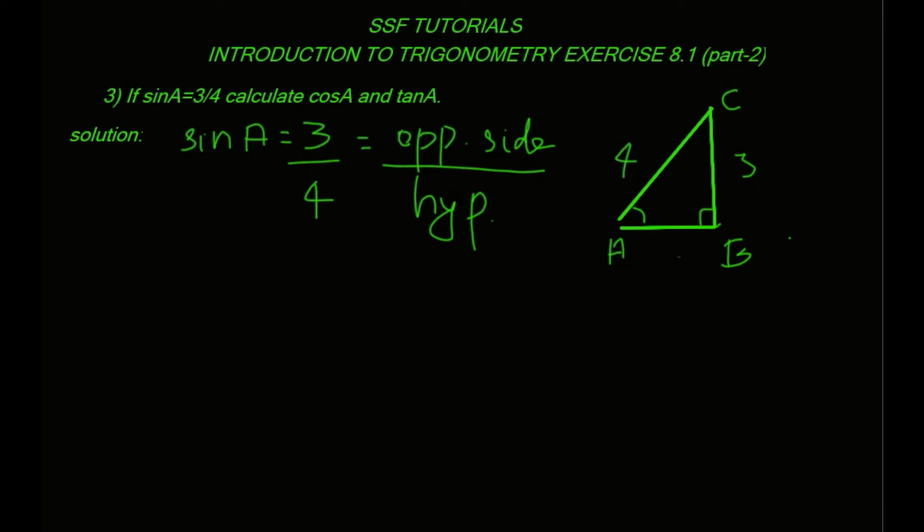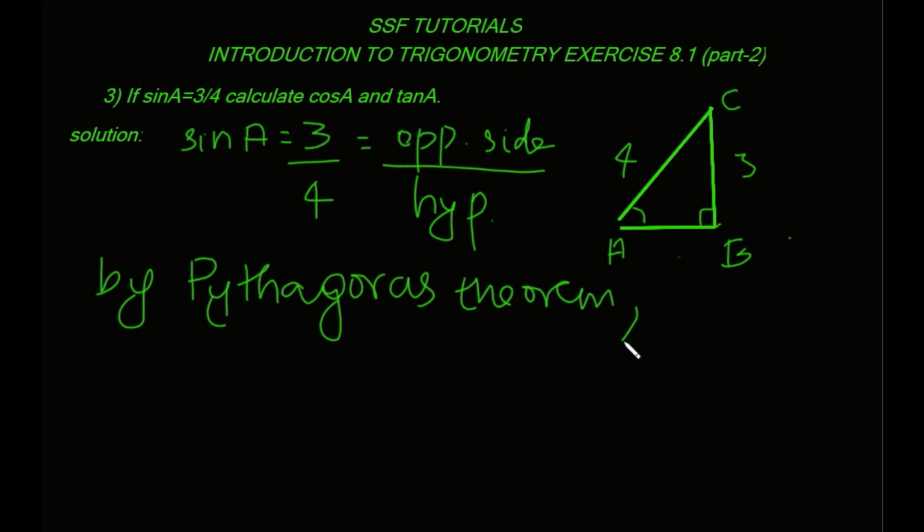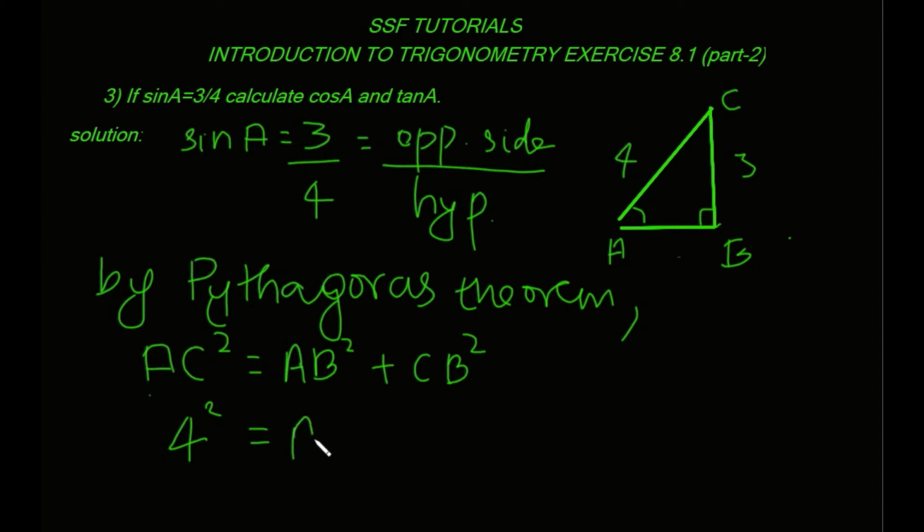We can clearly see that the side AB is missing in the diagram. So we have to find the side AB by using the Pythagoras theorem. According to the Pythagoras theorem, it's going to be AC square is equal to AB square plus CB square. From the diagram we can see that AC square is equal to 4 square, and AB square, since we don't know, we are going to leave it as it is. CB square is 3 square.